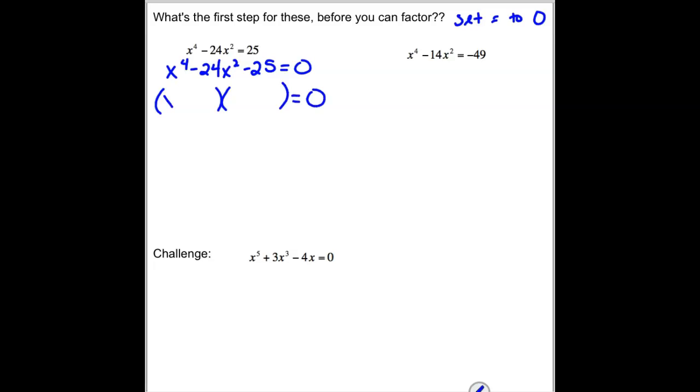Our x to the 4th, we're splitting into x squareds. We need two numbers that multiply to be negative 25. So negative 1 and 25, positive 1 and negative 25, or negative 5 and positive 5. We want the pair that adds up to negative 24. So we need a positive 1 and a negative 25. Okay, so this one, we could factor more if you want. This one we have to square root.